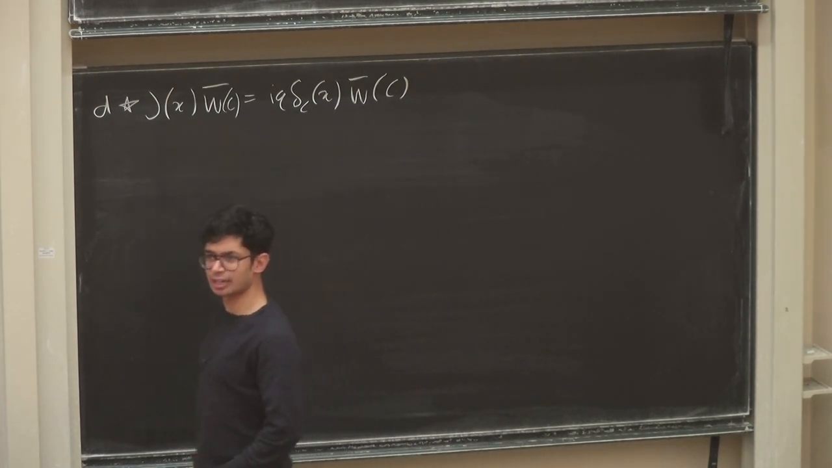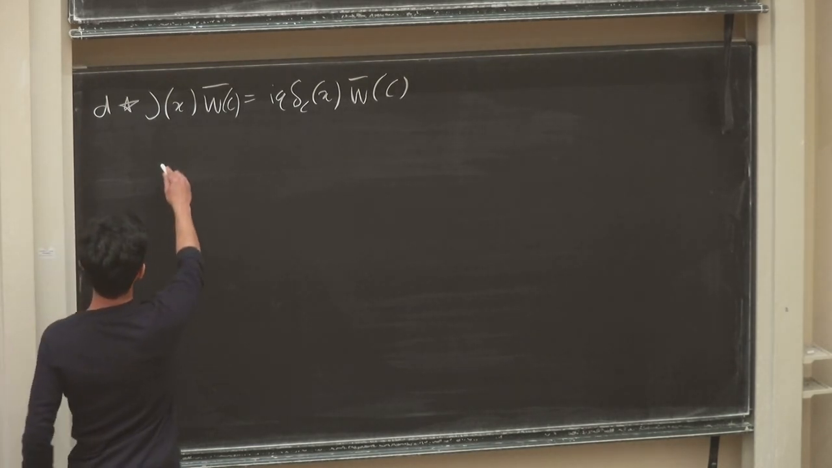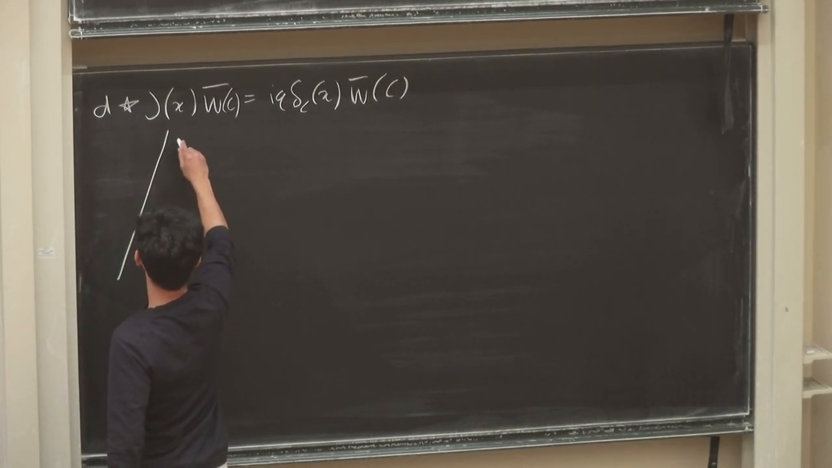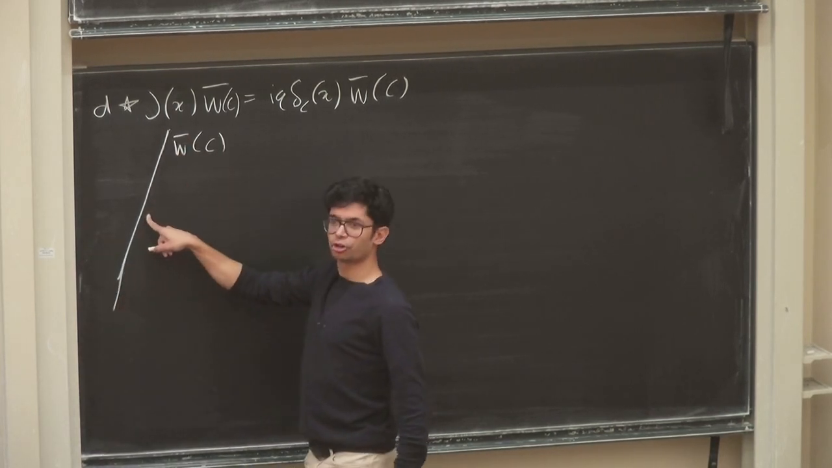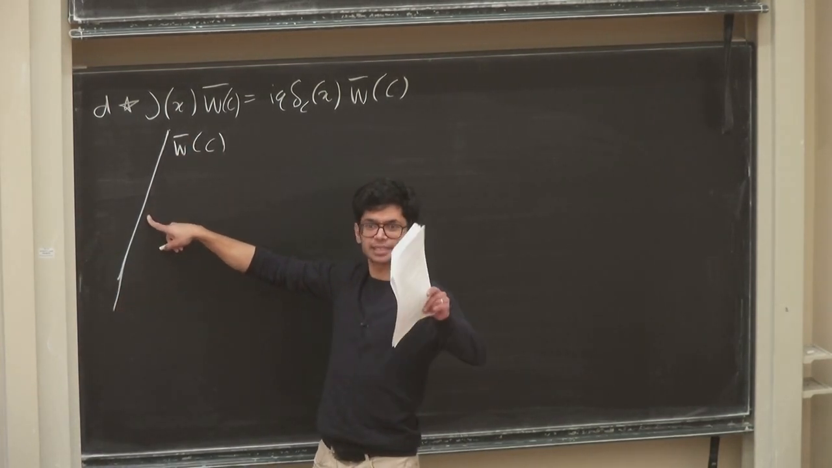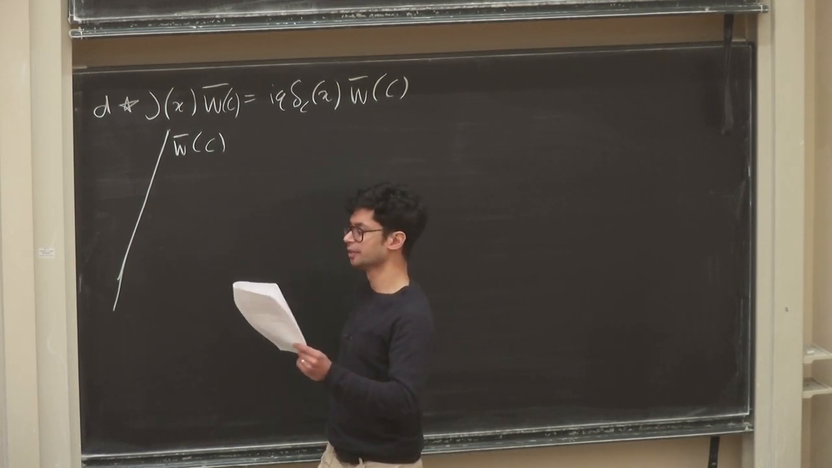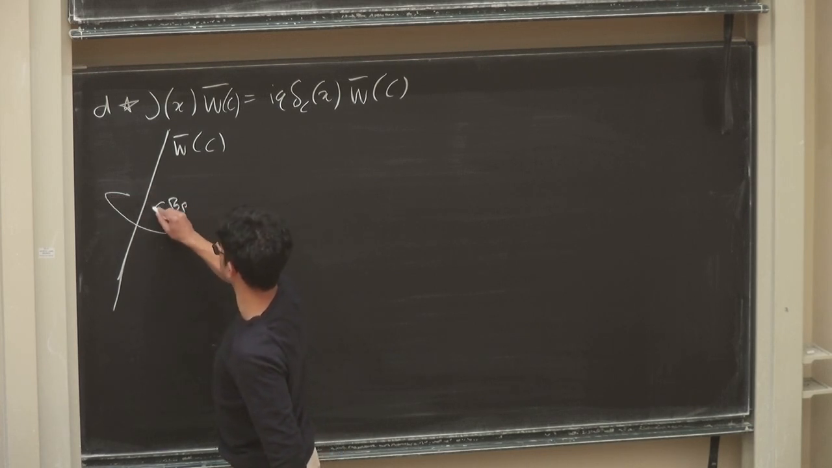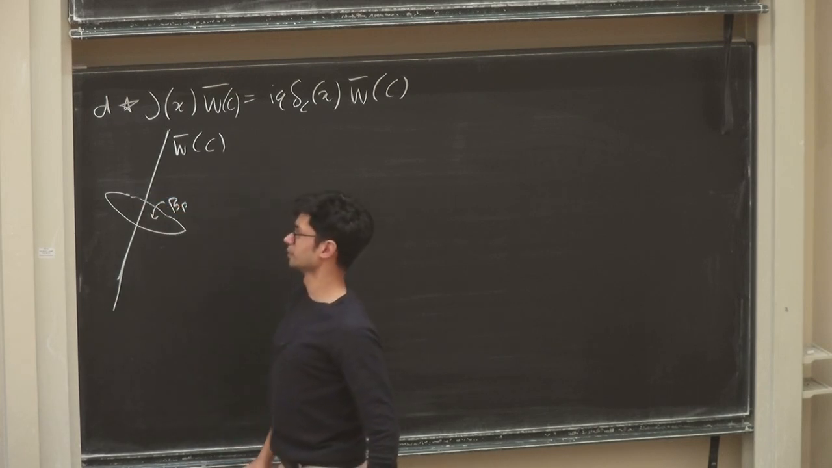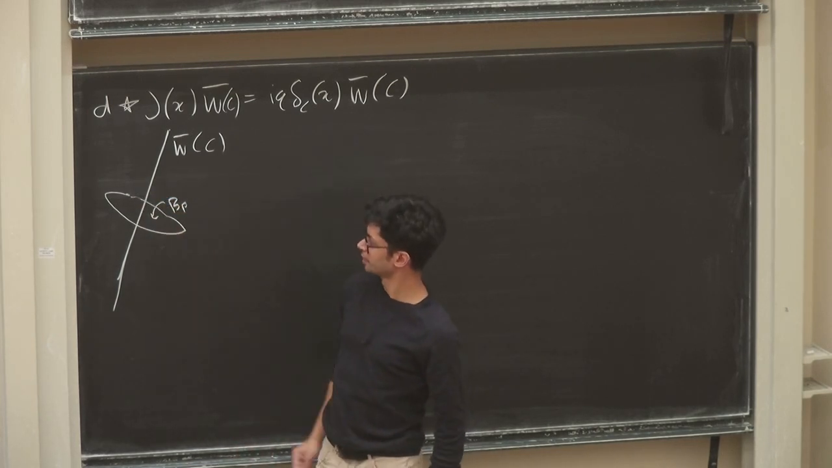So now let's set up our geometry. It's the same idea as that. Let me take W bar of C to live on a straight line, or more generally a flat p-plane. And then I surround this by a p-ball, the interior of a ball of dimensionality p.